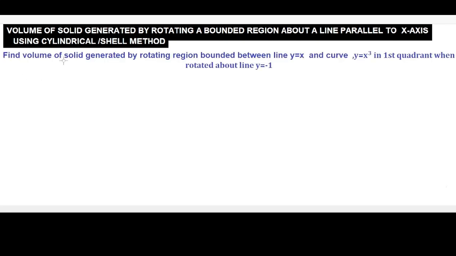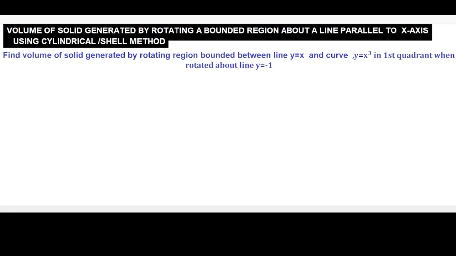Find the volume of the solid generated by rotating a region bounded between the line y is equal to x and the curve y is equal to x cube in the first quadrant when rotated about the line y is equal to -1.